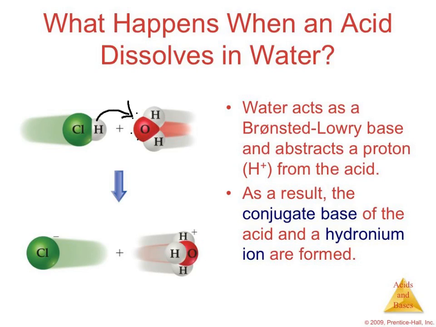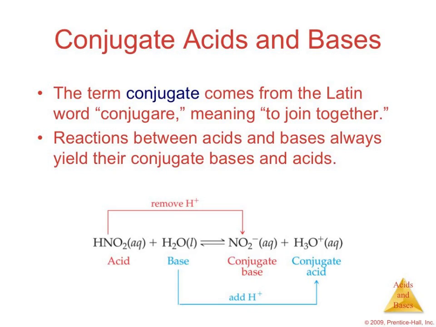And then they're talking about this thing called a conjugate base. So we need to talk a little bit more about that. Okay, conjugate comes from the Latin word conjugare, I'm not sure how you say that, meaning to join together. Reactions between acids and bases always give their conjugate bases and acids. So this is a little confusing. Students have trouble with this. We're going to practice it tomorrow.